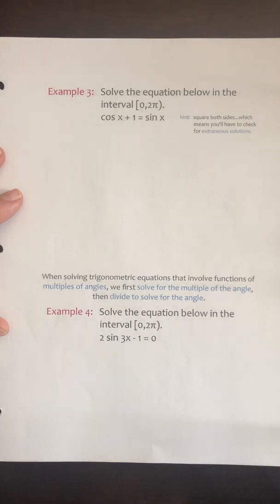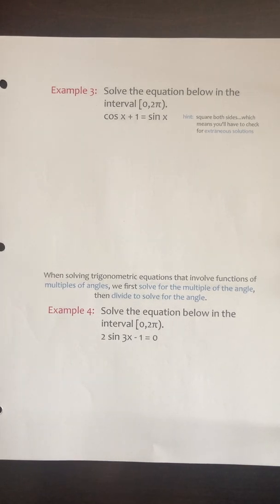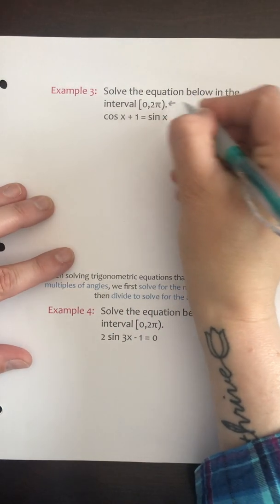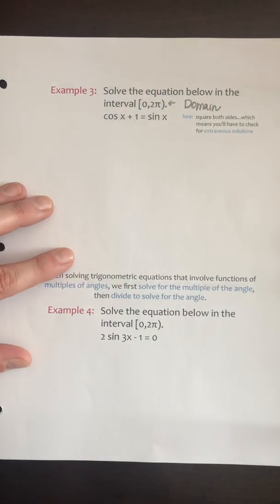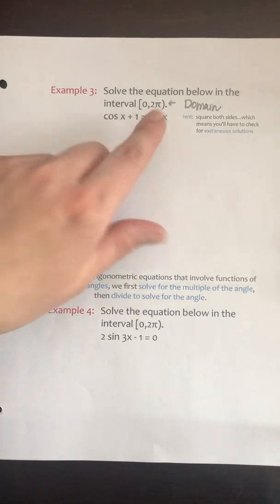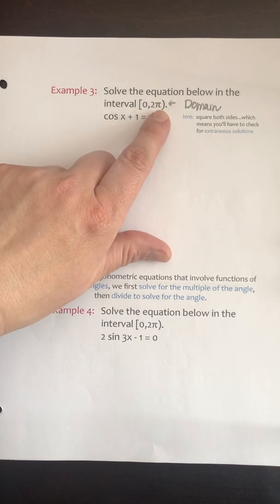One is just the directions are different. This time, it doesn't say to solve for all of the solutions. It gives us a very specific domain. It says we're going to start at 0 and we're going to go until we get to 2 pi, but we don't get to include the 2 pi.